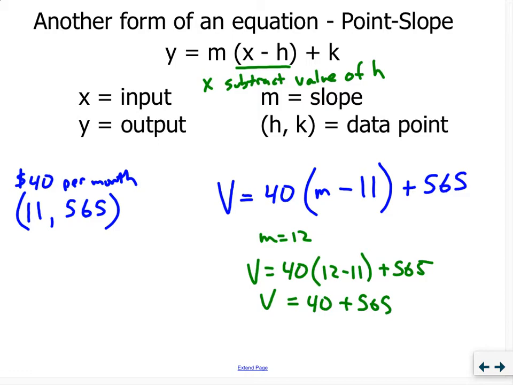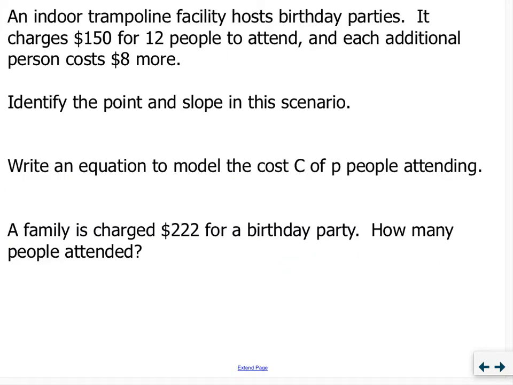So let's take a look at another scenario. Have you ever been to some of these indoor trampoline facilities? This one's hosting a birthday party. If you can bring 12 people, they charge you $150. That's like their flat fee. But then if you want to bring additional people, it costs $8 per person more. So in this scenario, first identify the point and the slope.